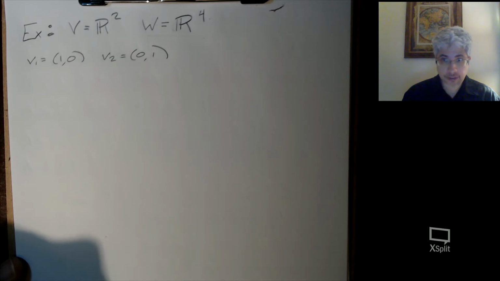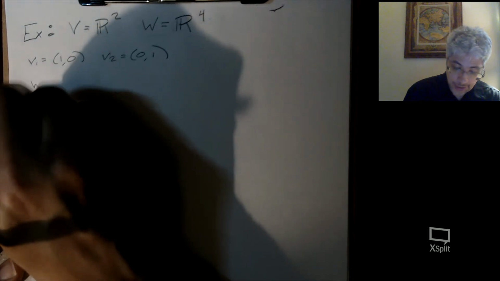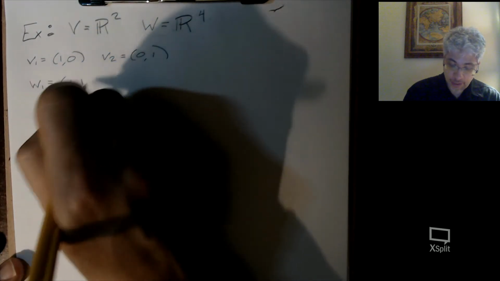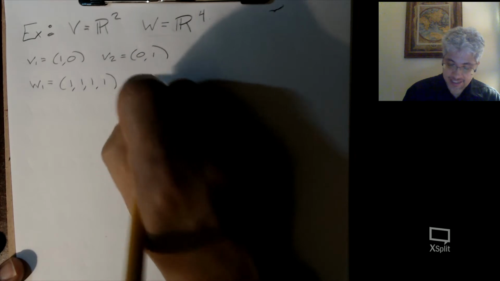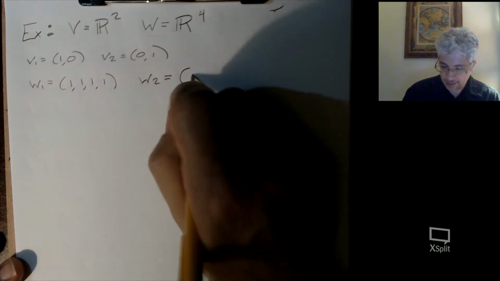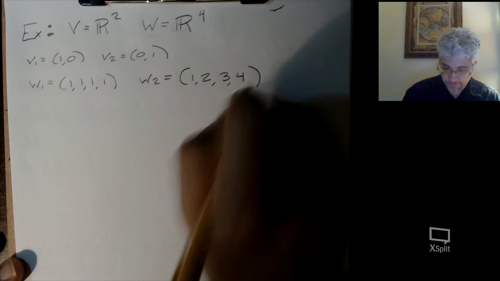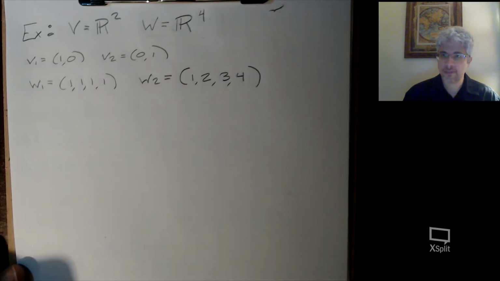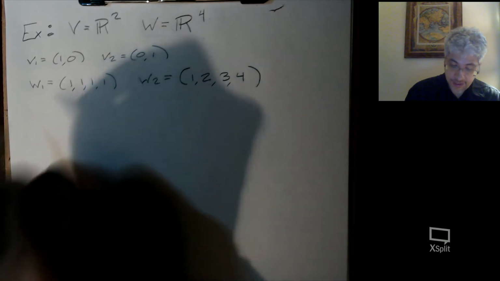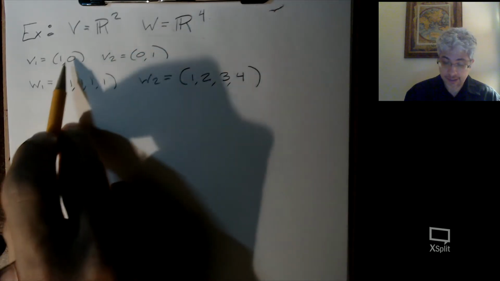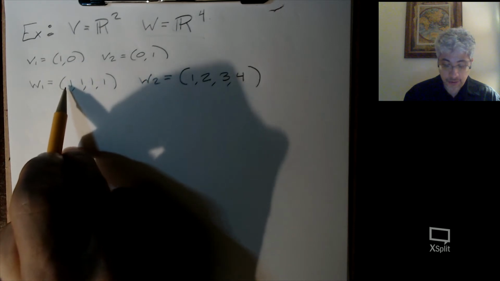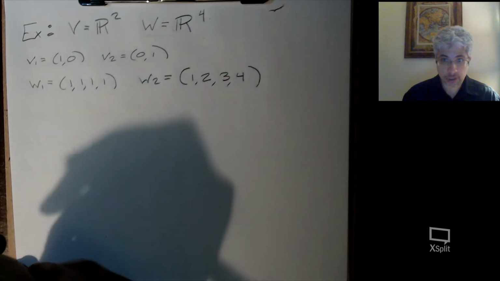Well, what that last theorem tells me is that I can pick any vectors I want in W. So I can let W1 be, let's say, (1, 1, 1, 1), and I can let W2 be (1, 2, 3, 4). I know I'm picking whole numbers, not being very creative here. No pi or anything like that, or square root of 2. But let's see what happens here. What does the theorem say? Well, the theorem says that there is a unique map that sends V1 to W1 and V2 to W2.